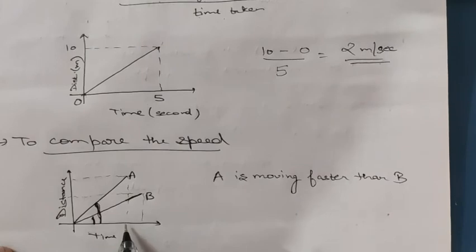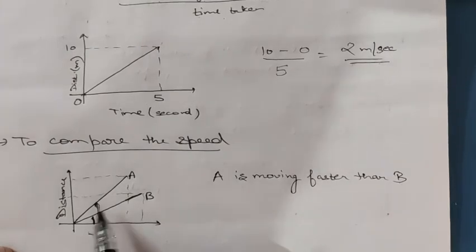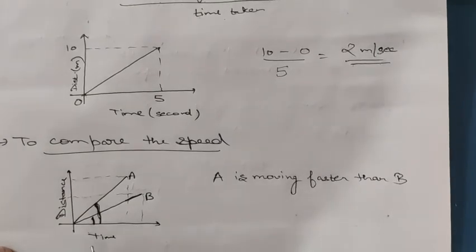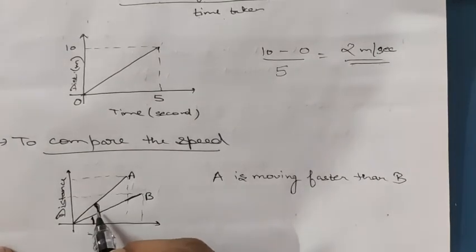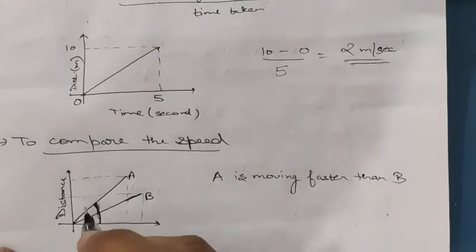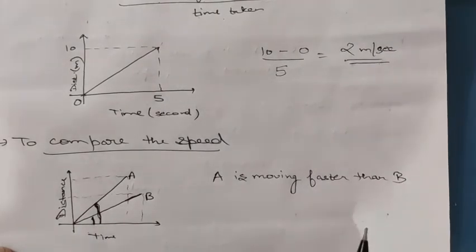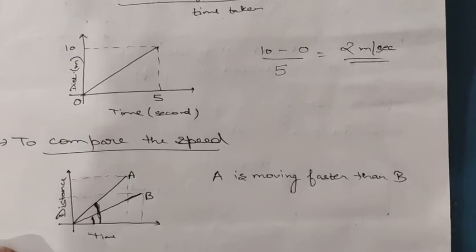Time taken is less for A. And B has covered less distance and taken more time, so definitely it will be traveling slower. Otherwise, a simple method is by looking at the slope of the graph. The greater the angle, the faster it is moving. So A is moving faster than B. Okay students, so this was all related to the distance time graph, and I hope it is clear to you.